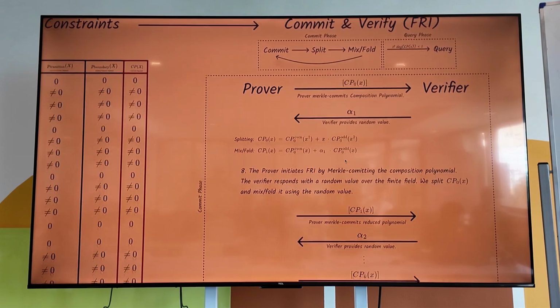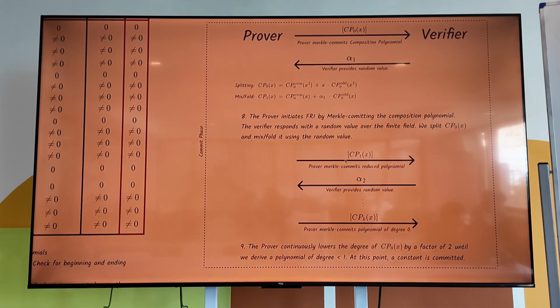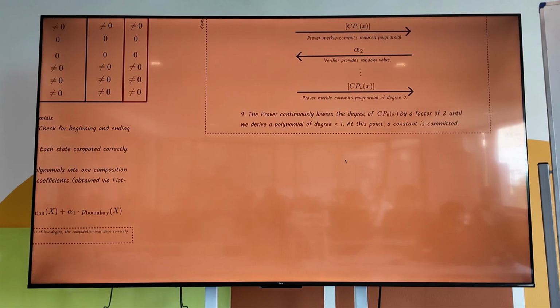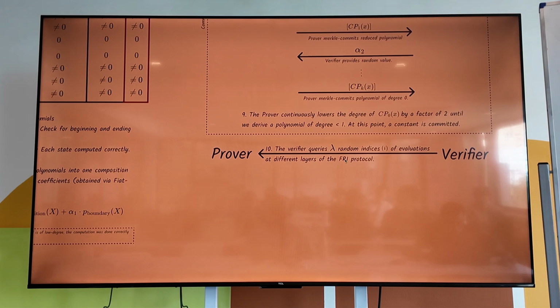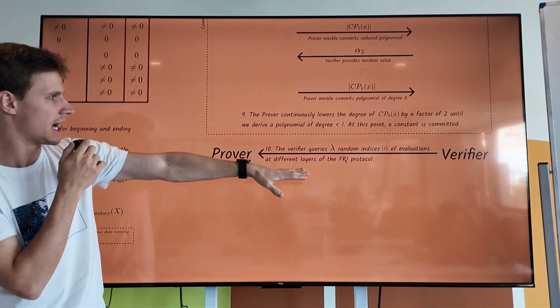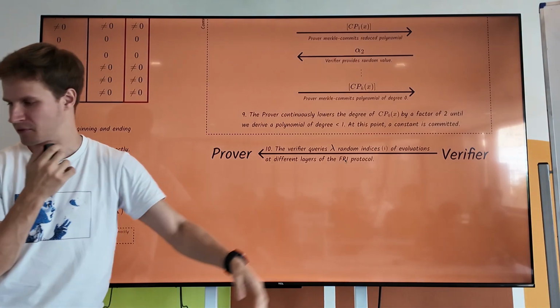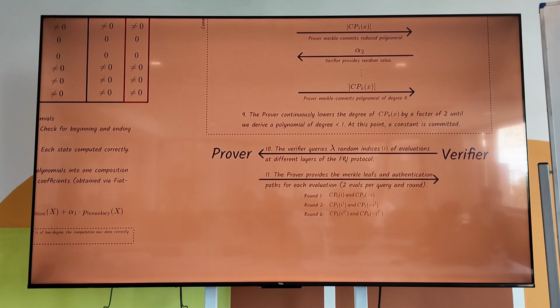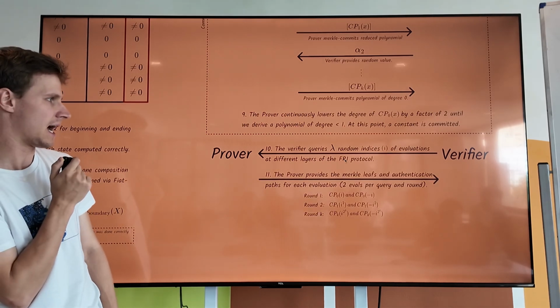And then we haven't finished, because after having committed all these different pieces of information, the verifier has to start with the query phase and start verifying everything. This is step number 10, where the verifier queries a certain number of indices of evaluations at different layers of the Phi protocol, where the prover provides 2 values at each of these indices.